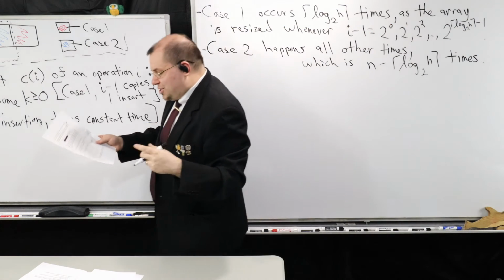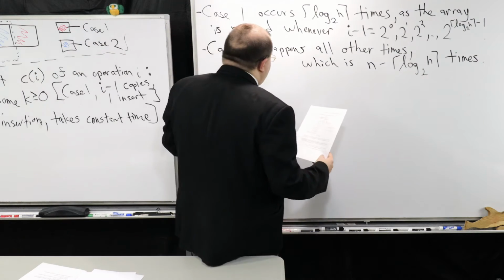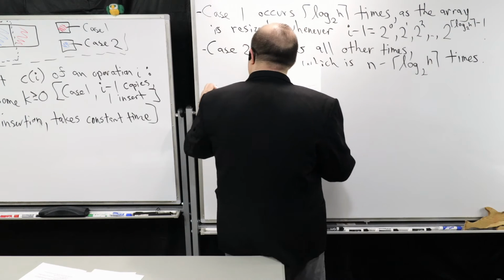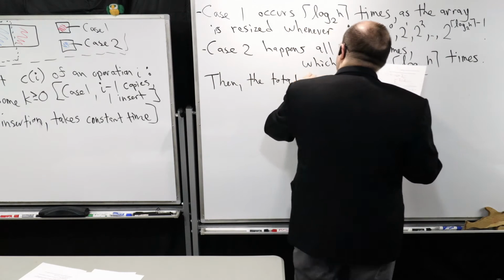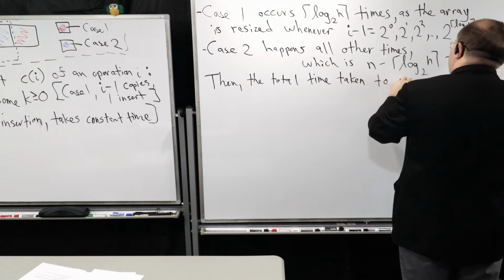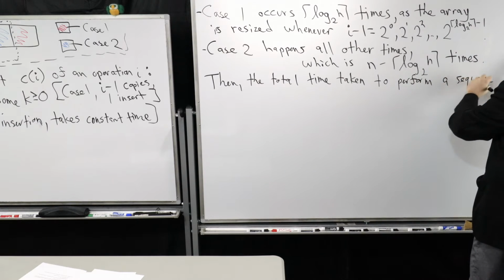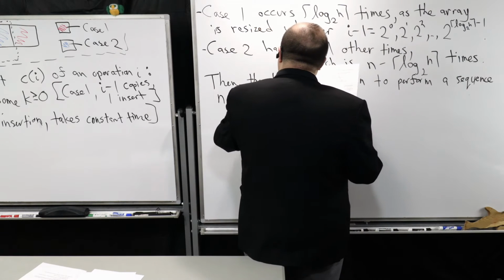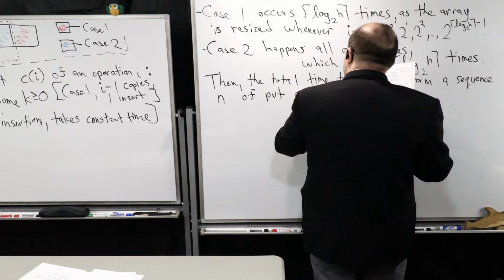So with this information, I can actually figure out the total time taken, and then with that information, I could get the amortized complexity. Then the total time taken to perform a sequence of n put operations, put or insert. I'll call it put because we were already using the word insert.